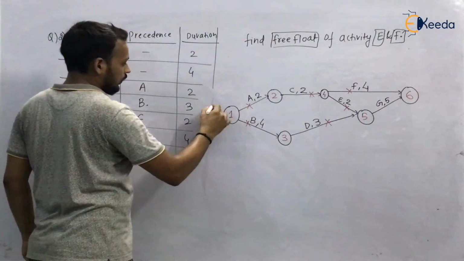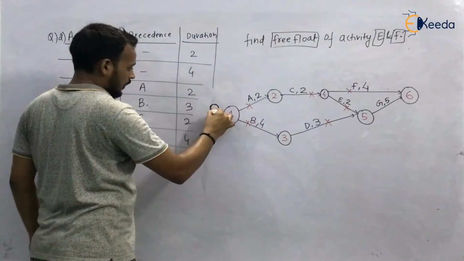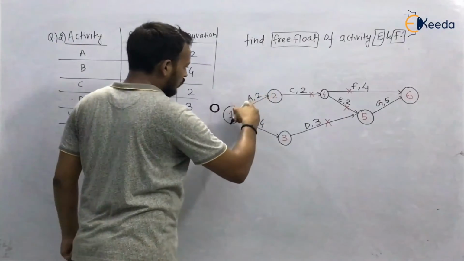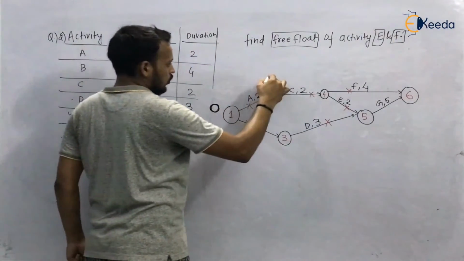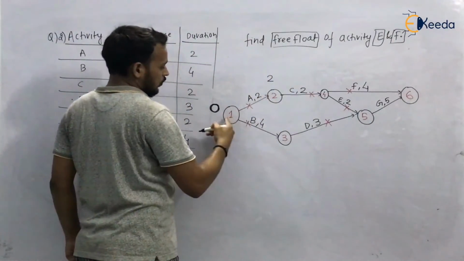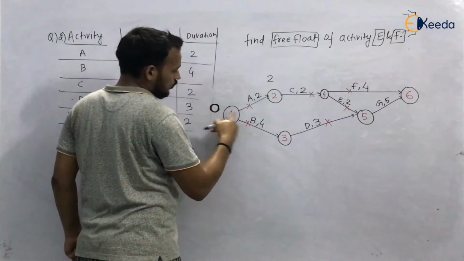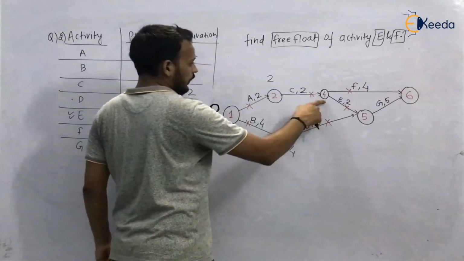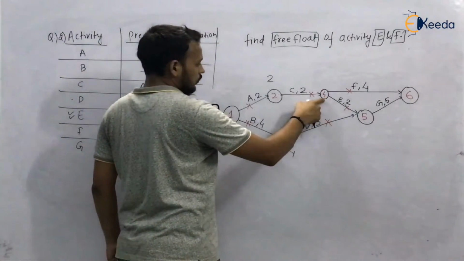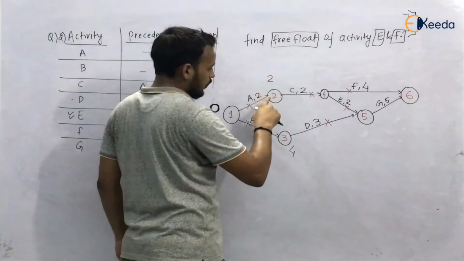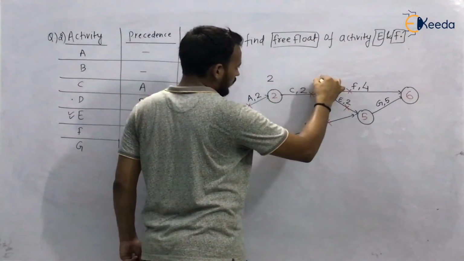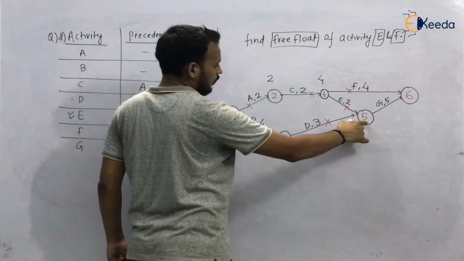Here at node 1 I am doing the forward computation, so time will be 0. From 1 to 2, via activity A, 0 plus 2, it will be 2. From 1 to 3, via activity B, 0 plus 4, it will be 4. Now we have to reach 4. There is only one way possible, 2 to 4, via activity C, so 2 plus 2, it is 4. Now we can go to event 5.